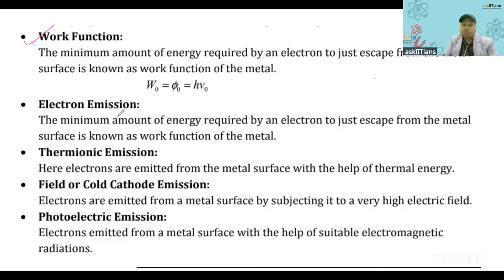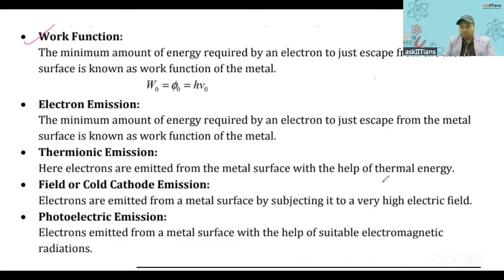Then we have electron emission. That is the concept of work function only. Electrons can be emitted by three methods. You must have learnt about this in your NCERT. One is thermionic emission. What is thermionic emission? When electrons are emitted with the help of thermal energy. We heat the metal and electrons are emitted.